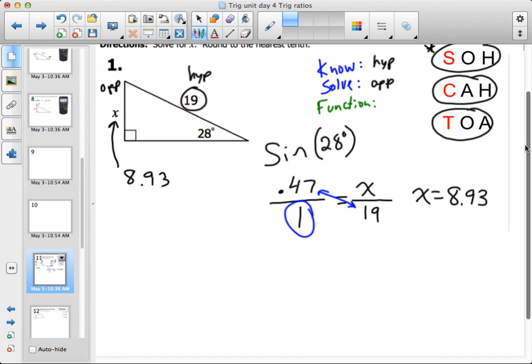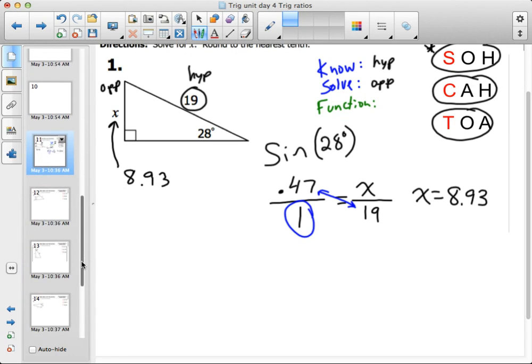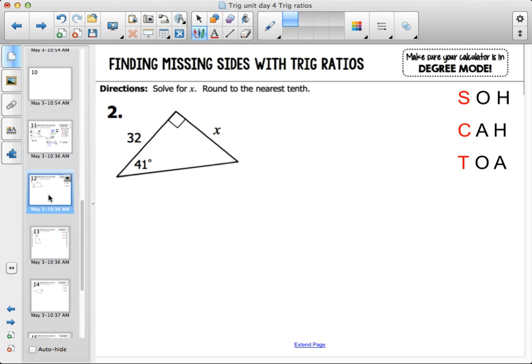All right, let's try another example. That was example problem number 1. Make sure that you get these copied down. Example problem number 2. Again, identify your know and your solve. You're trying to identify what function you're going to use. In this case, given that 41-degree angle, we know the side that is adjacent to the angle, and we're trying to solve for the side that is opposite. So if we look at our SOHCAHTOA, that means we're using a tangent function. Again, we know adjacent, trying to solve for the opposite, that means we're using a tangent function.